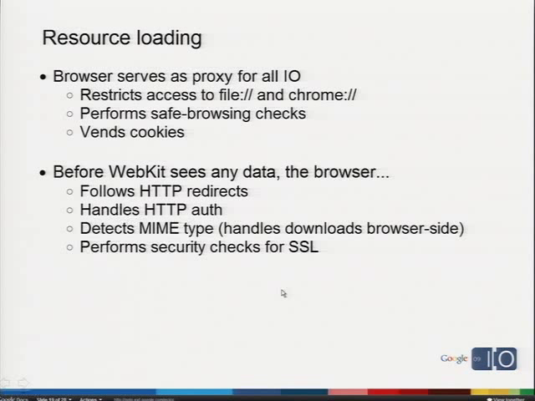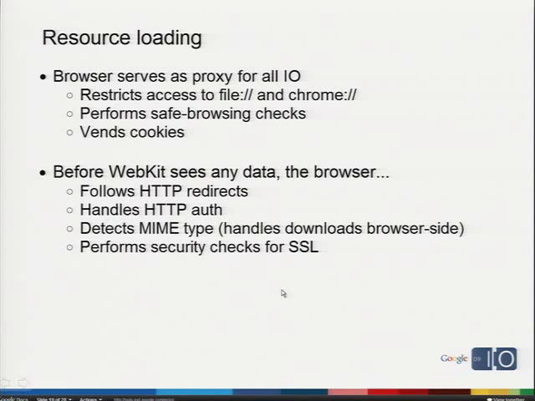This browser network code will actually perform all the safe browsing checks I talked about. It'll do all kinds of things like vending the cookies to the renderers and managing all the data associated with resource loading. Finally, before WebKit sees any data, the browser has actually performed a lot of different things. It's handled HTTP authentication if prompting was necessary. It's done all the SSL verification and potentially put up UI to ask users, put up a warning dialogue like this, the certificate is not necessarily valid. It's done all these things by the time WebKit sees any data.